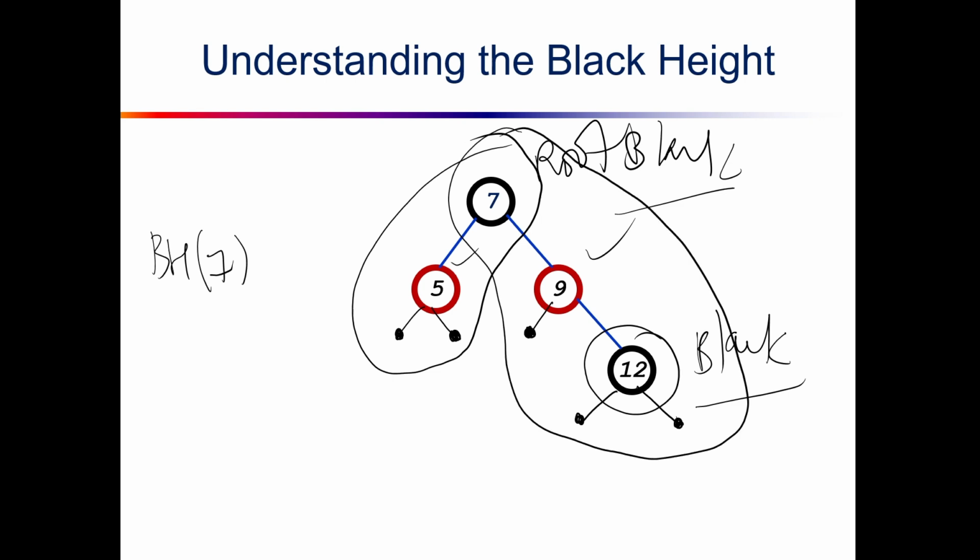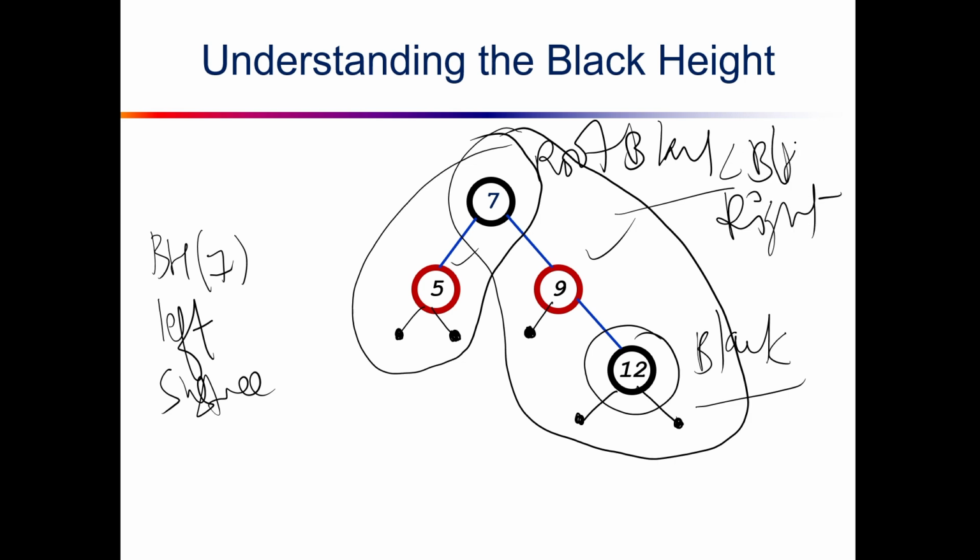and black height of 7 with respect to the left subtree and with respect to the right subtree should be absolutely the same. All right, so let's compute that. If I want to compute the black height of node 7 excluding the node itself, how many black nodes do I have? So I have a path from 7 to 5. Now 5 is red in color, so I cannot count that. And then I have one black node towards the left leaf node of node number 5.